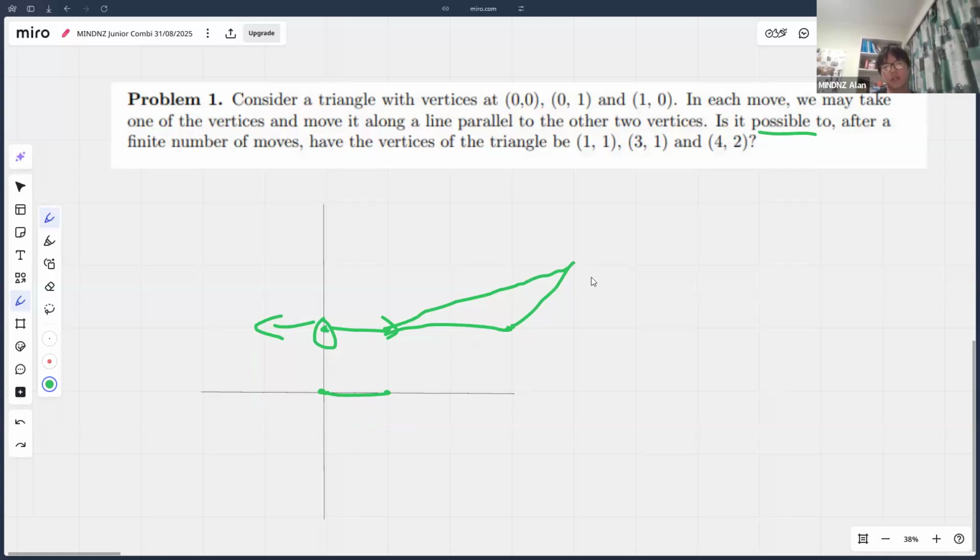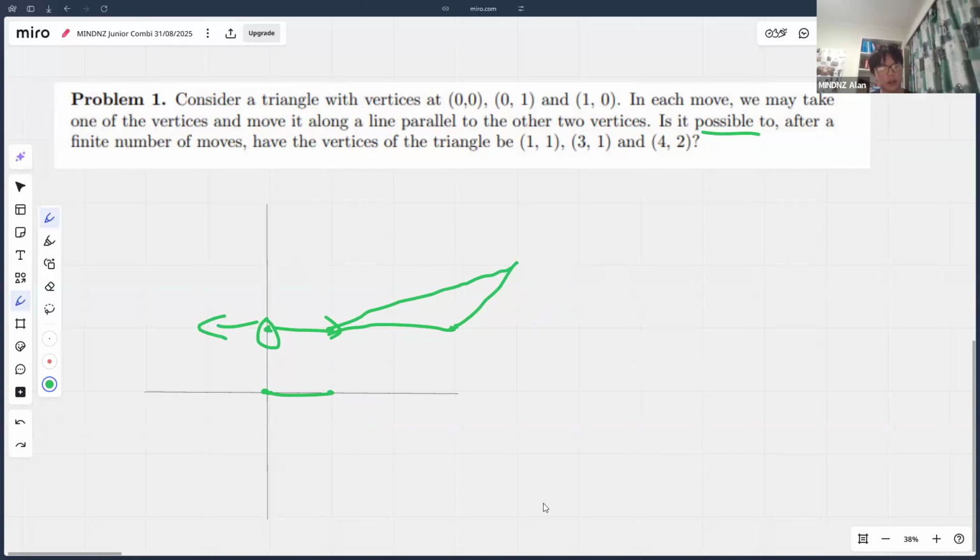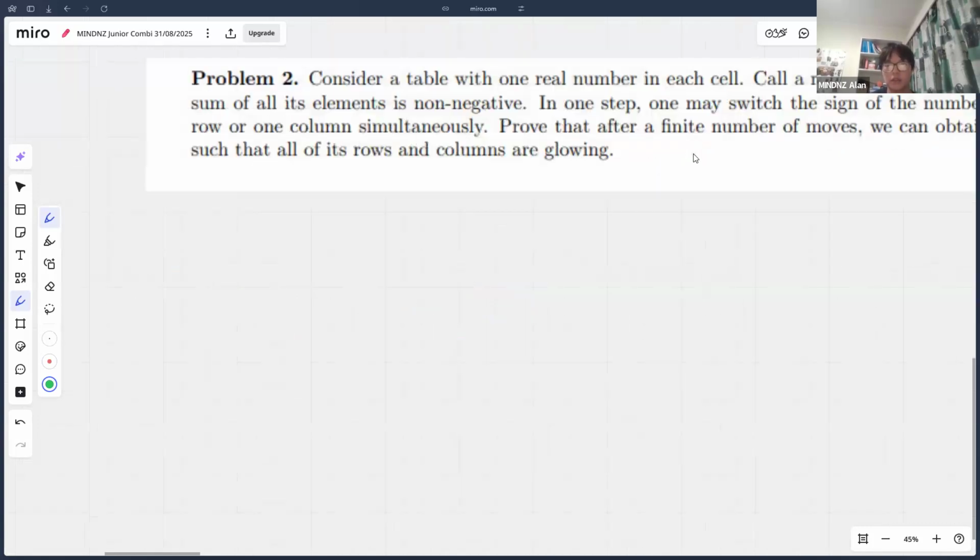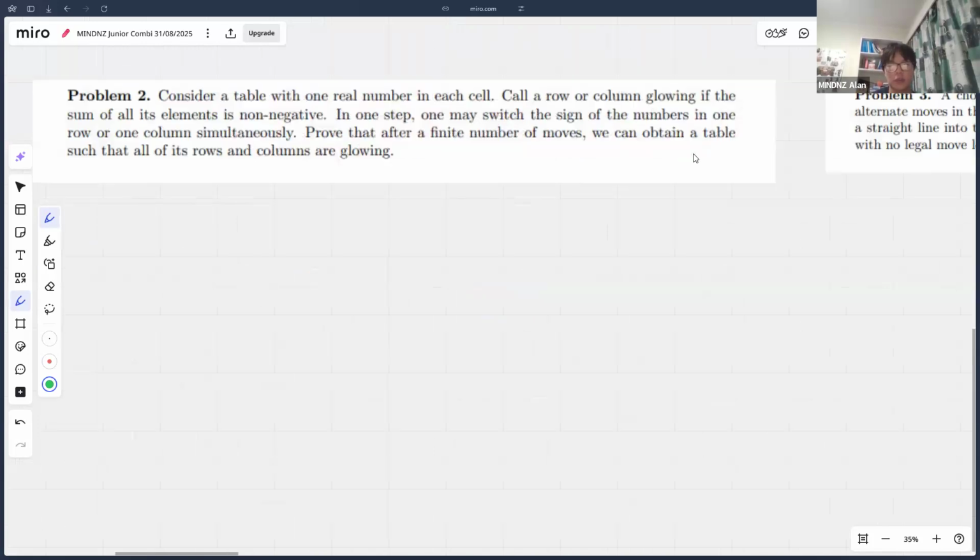But then what's the area of the triangle we're trying to get to? It is base times height, which is 2 times 1 over 2, which is 1. And that's not equal to the area of our initial triangle. And we know that the invariant here is the area, right? It never changes. But then we have different areas for the triangle we're trying to get to and our initial triangle, which means we can never reach the triangle at 1, 1, 3, 1, and 4, 2.